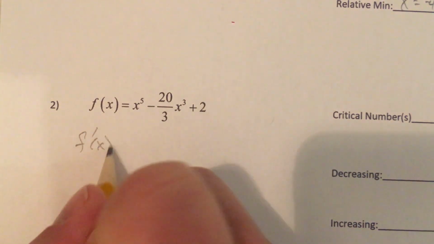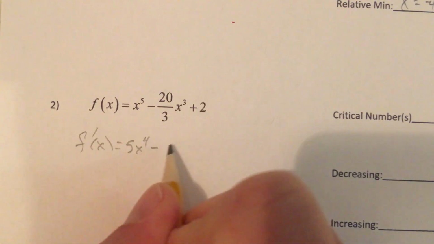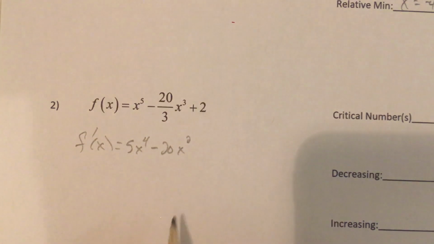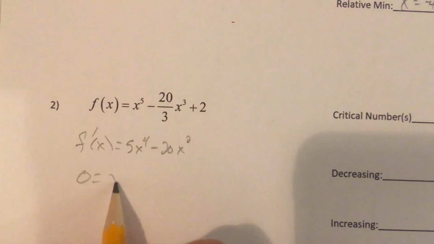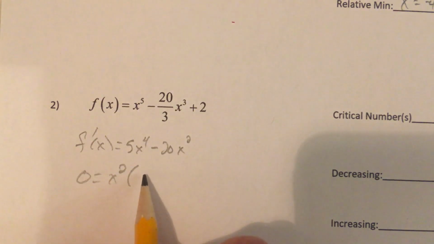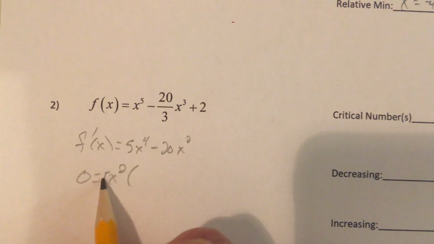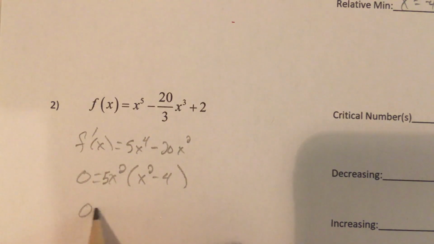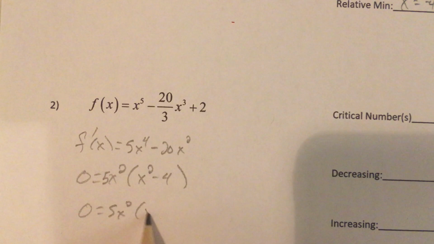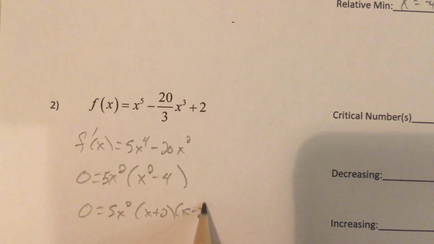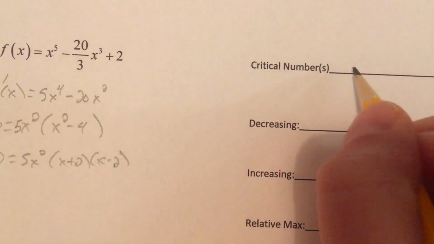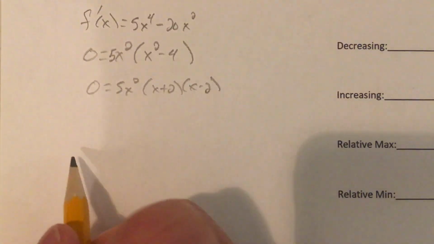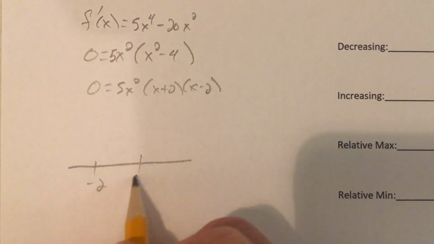Here our derivative is 5x to the 4th minus 20 times 3, so it'll be 20x squared. So when I set this equal to 0, I'm going to pull that x squared out. I'm going to pull a 5 out as well. That's going to leave me with x squared minus 4 left over. So that becomes 5x squared times (x plus 2)(x minus 2). So our critical numbers here would be -2, 0, and 2. Right, so we're going to test those out on our number line here, -2, 0, 2.